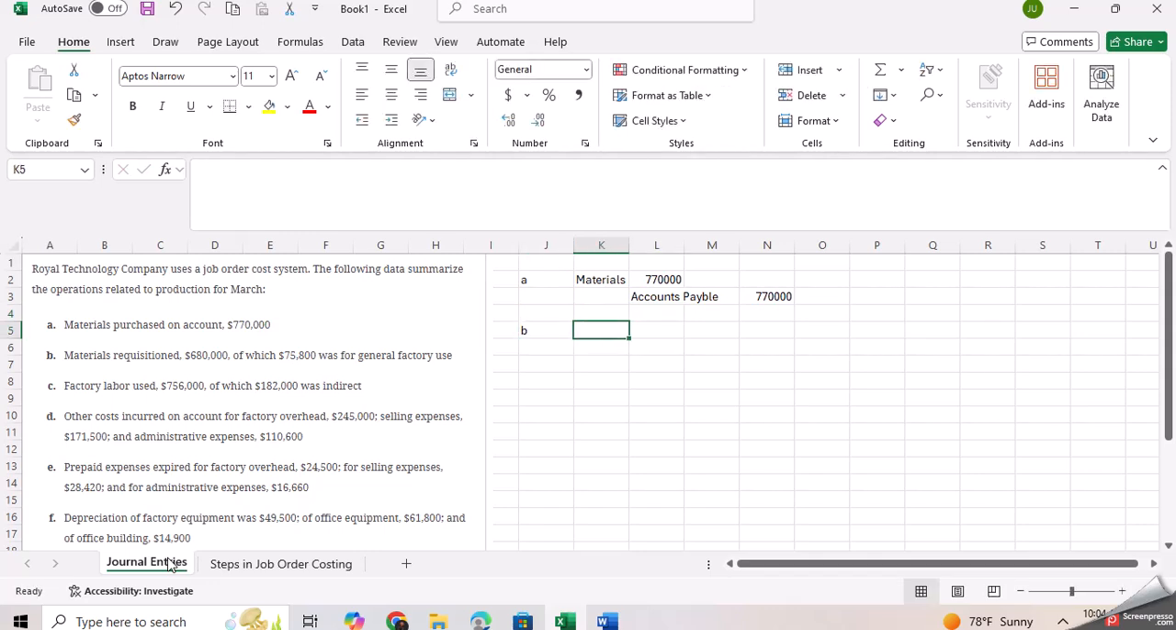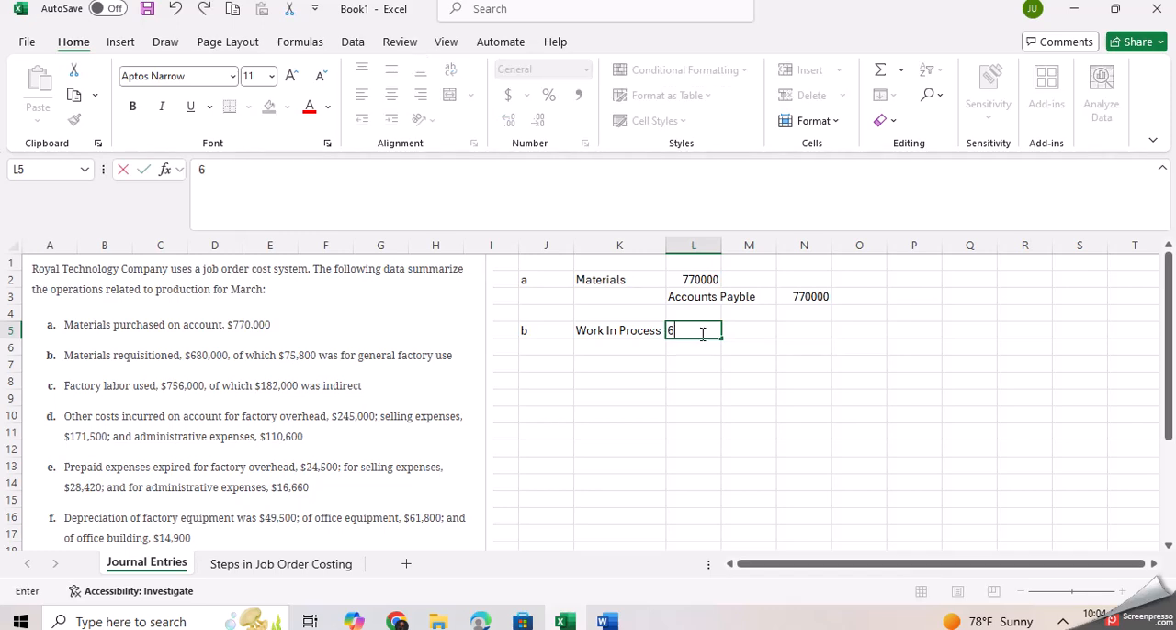Then B, we requisitioned materials 680,000, of which 75,800 is for general factory use. So then we're going to go into work in process for the material that is actually going out into the job that we're working on. So that's going to be the 680,000 less the 75,800 that's just general factory use. The general factory use is going to go into factory overhead. And then we're going to credit materials for the whole total.